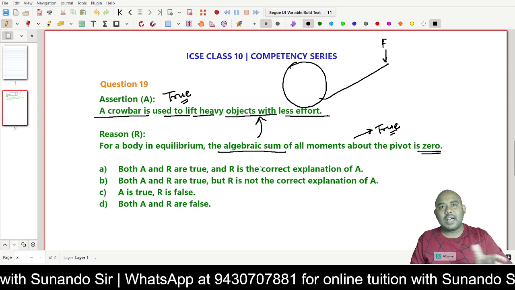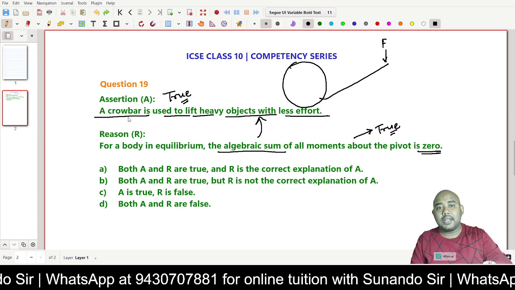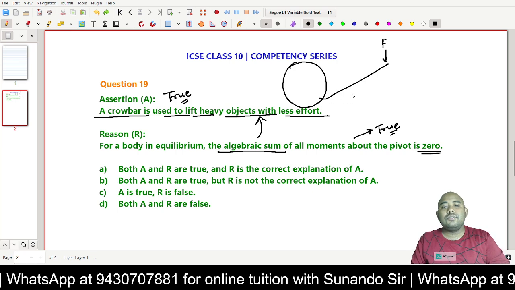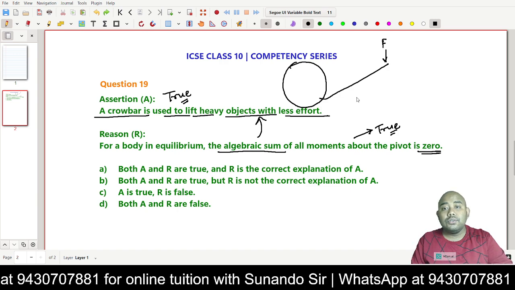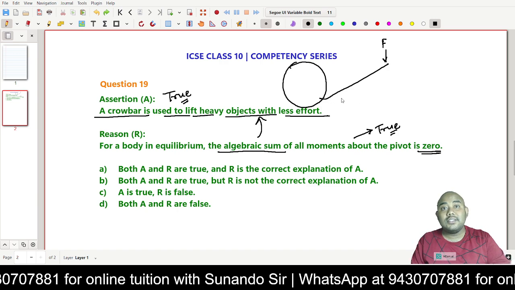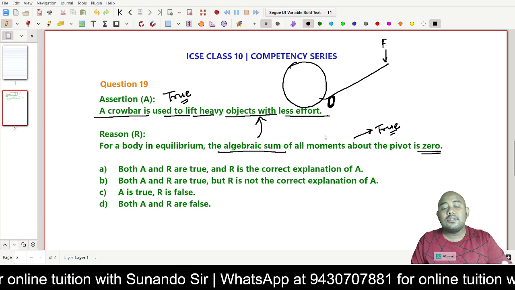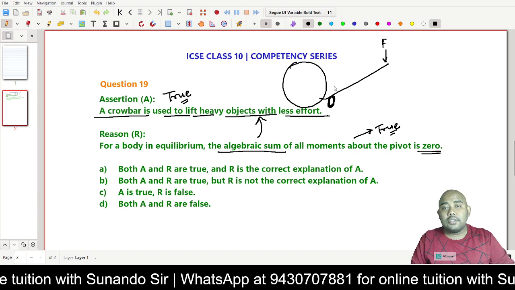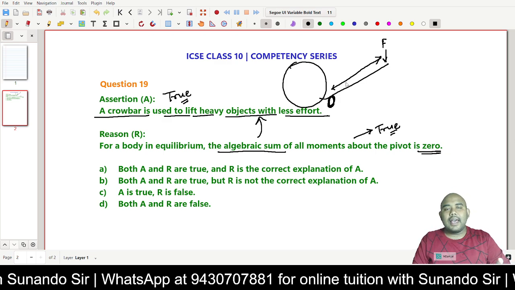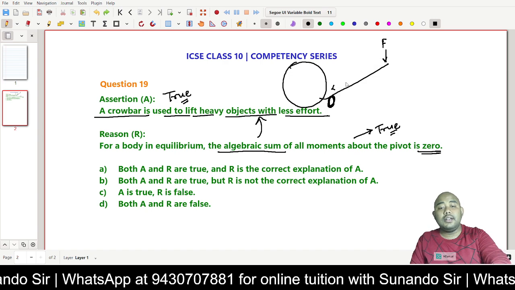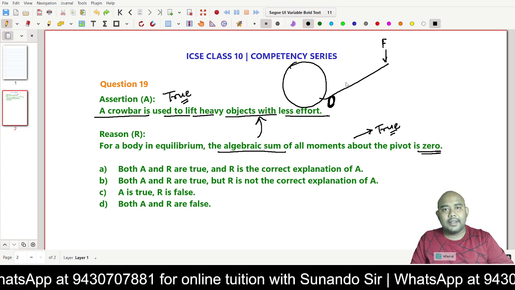What do you think? Absolutely no, because what is the meaning of the assertion? Assertion is telling us that a crowbar is used to lift heavy objects with less effort. That's true. Now, why is it used? Because the fulcrum, the pivot, generally lies towards the load arm. So that makes the effort arm very large, which increases the mechanical advantage of this lever, so it becomes a force multiplier.